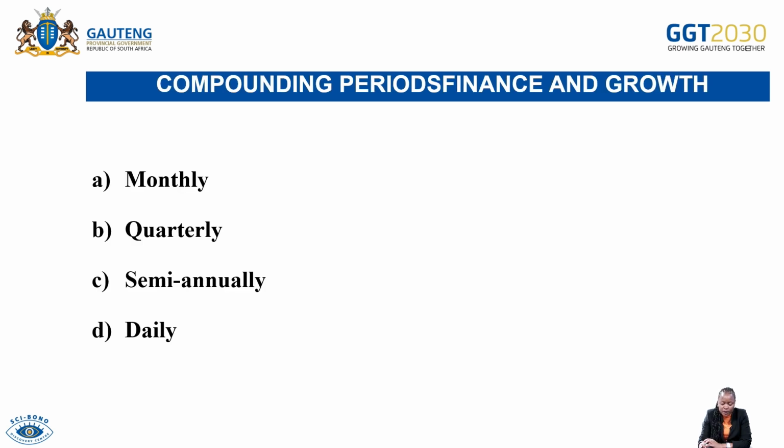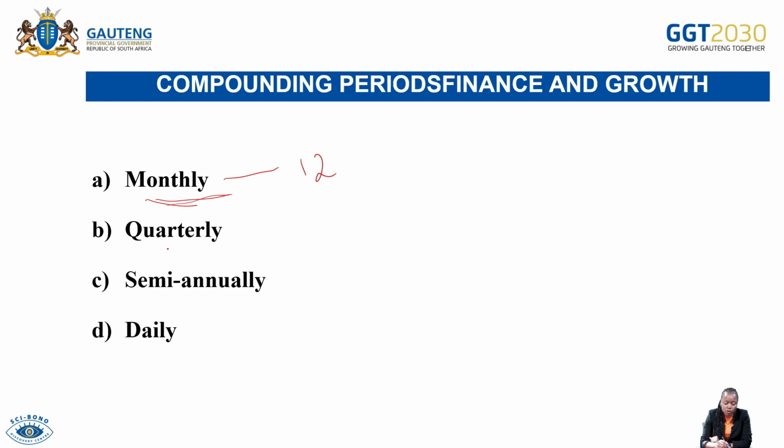Let's look at the different compounding periods. For example, let's say whatever you have invested is compounded monthly. So you have to ask yourself, how many months do you have in a year? So this is where you divide your interest by 12 and you multiply your n by 12.